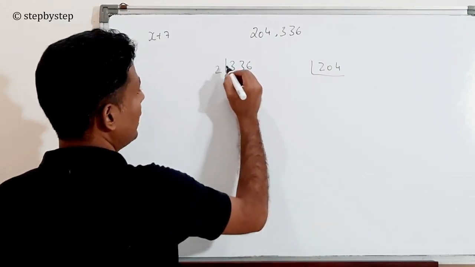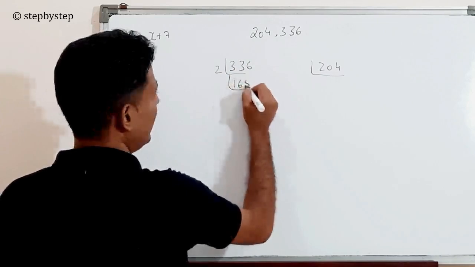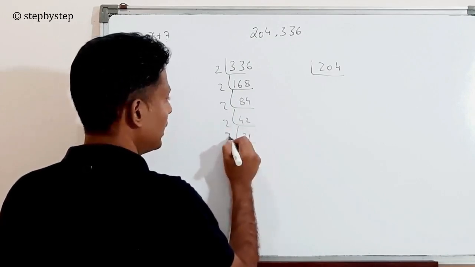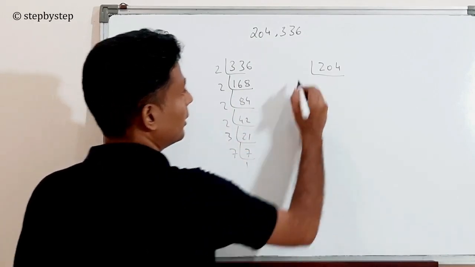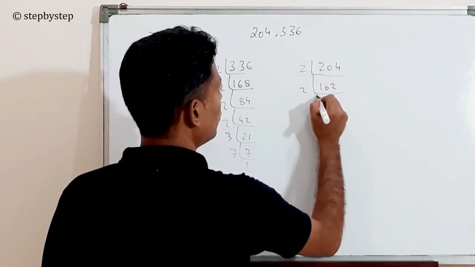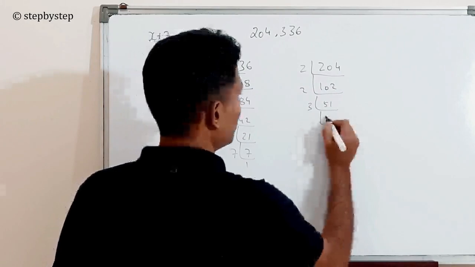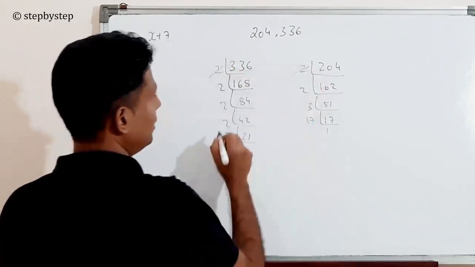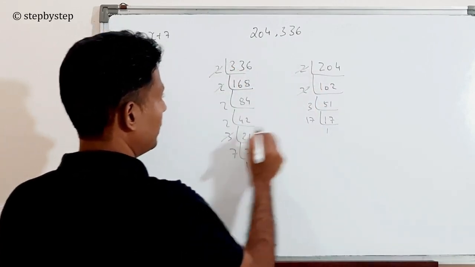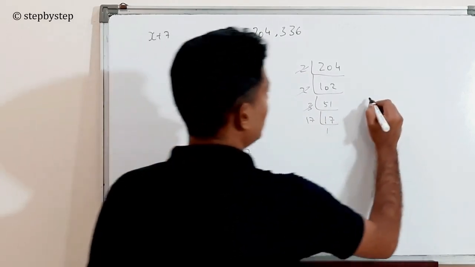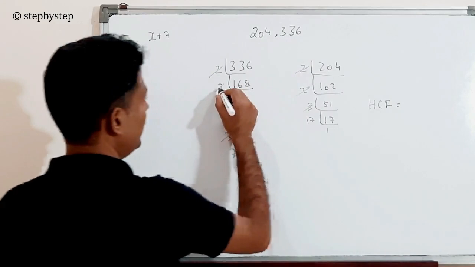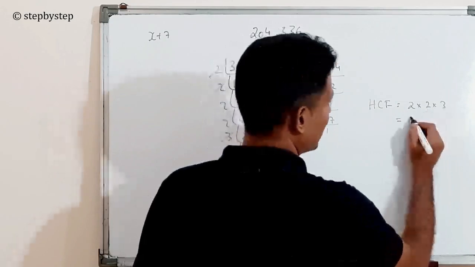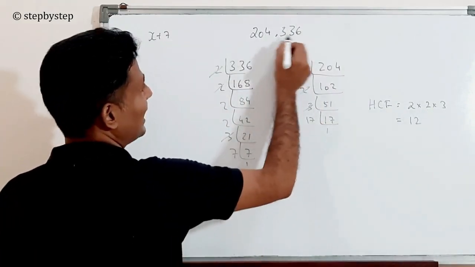So 2 1s are 1 remaining, so 6 are 8, 2 84, 2 42, 2 21, 3 7, 7 1. Here 2 102, 2 51, 3 17, 17 1. So one pair of 2 is common, another pair of 2 is common, one pair of 3 is common, right? So what is the HCF? 2 into 2 into 3. 2 2s are 4, 4 3s are 12. So 12 will exactly divide these 2.